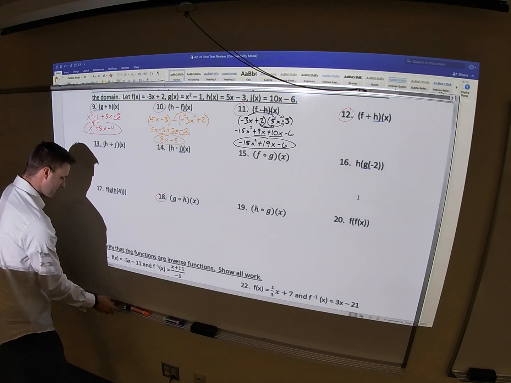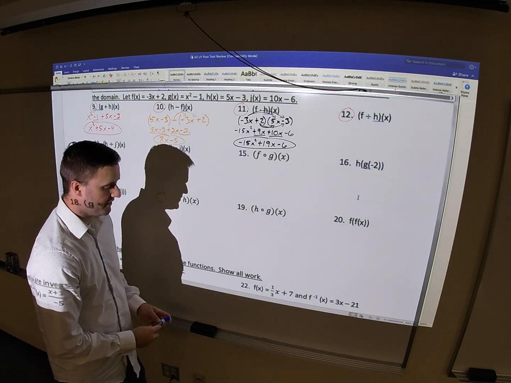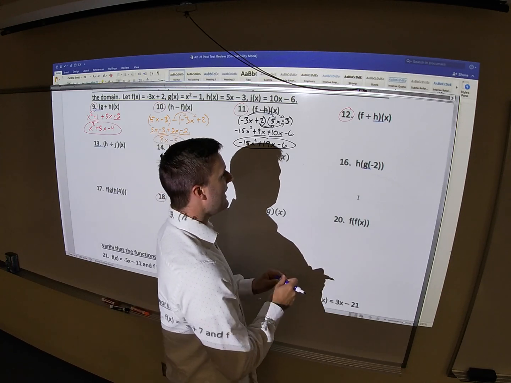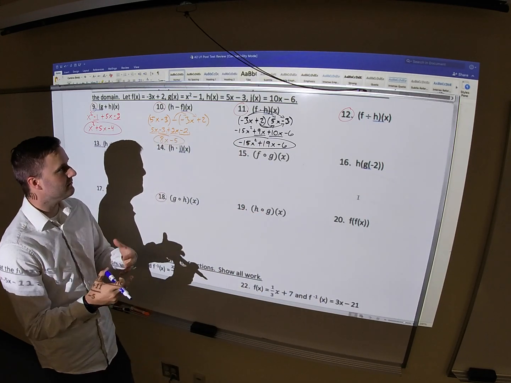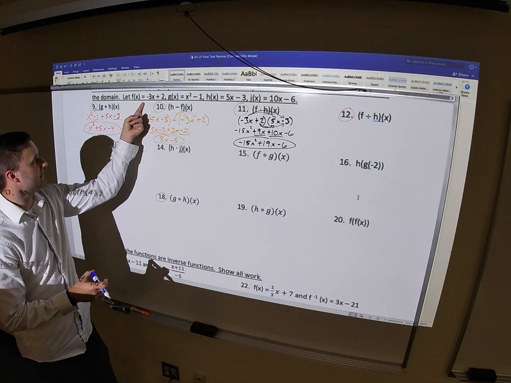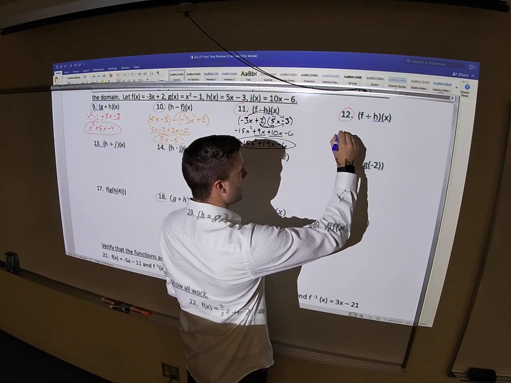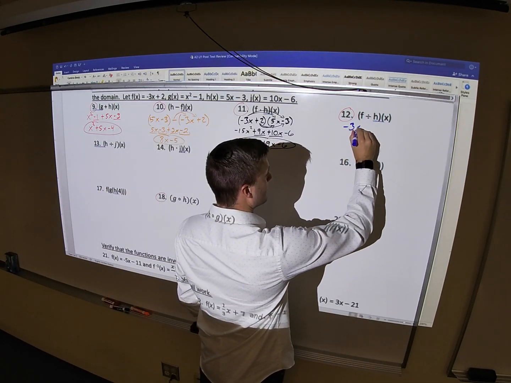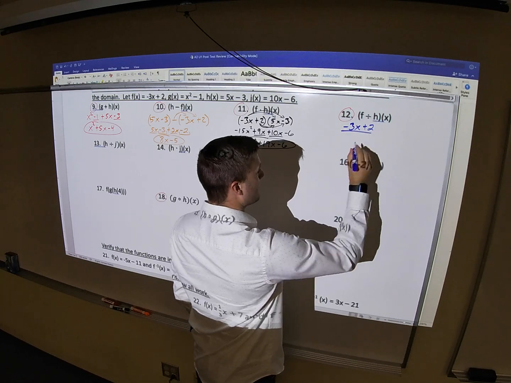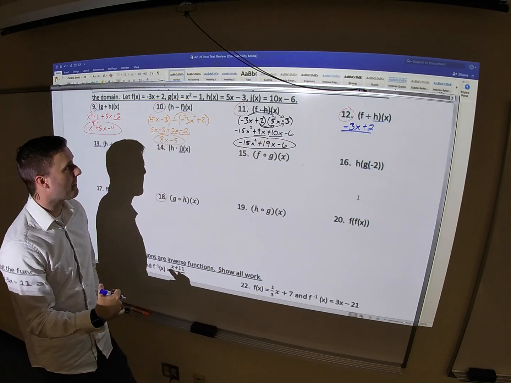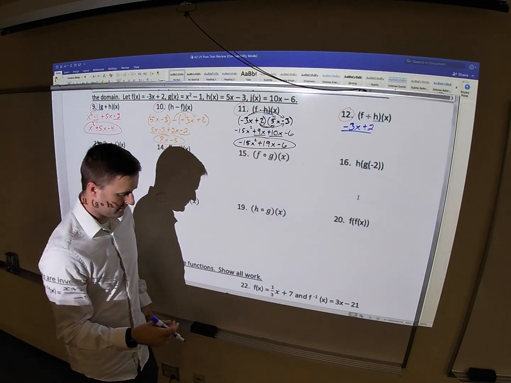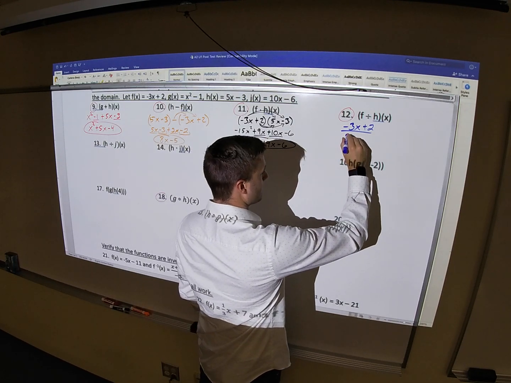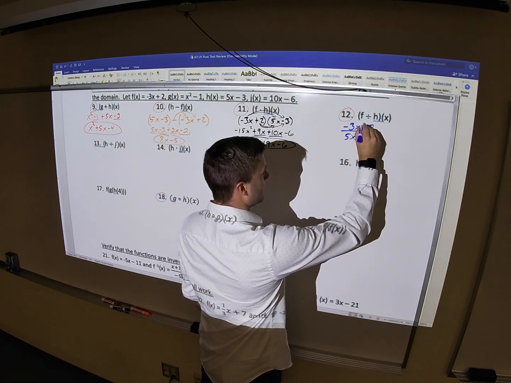Number 12, division. So with number 12, we have f divided by h of x. And again, order matters. So f of x is negative 3x plus 2. So that's going to go in my numerator. So negative 3x plus 2 are in the top part of my fraction, divided by h of x, which is 5x minus 3. So 5x minus 3.